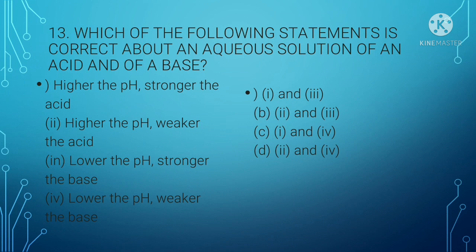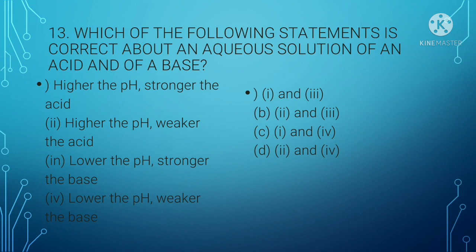By observing these statements, usually for acids the pH value is less than 7. For the bases, it is higher than 7. Look at the statements. Higher the pH, stronger the acid. This is not an appropriate one. Second one, higher the pH, weaker the acid. Okay, this statement holds good.